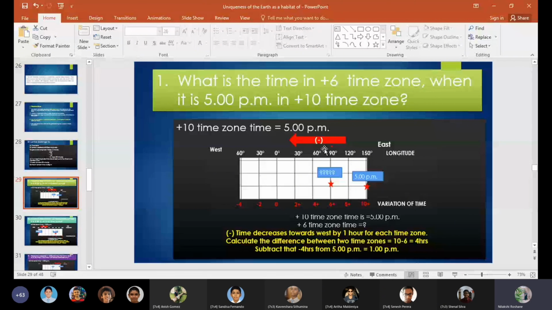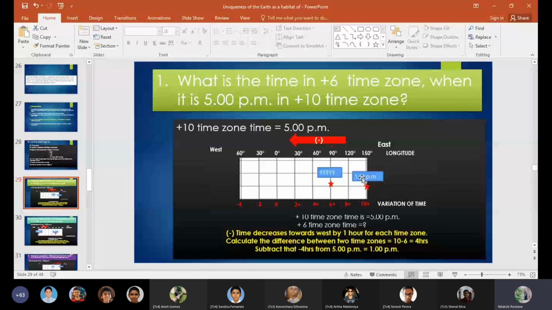Please refer to map 2.1 on page 21, so you will get the answer. Check the variation of time. The plus 6 time zone is located in which longitude? It is located at the 90th longitude. You have to find the time at that longitude, and there is information given in this question. What is that information?